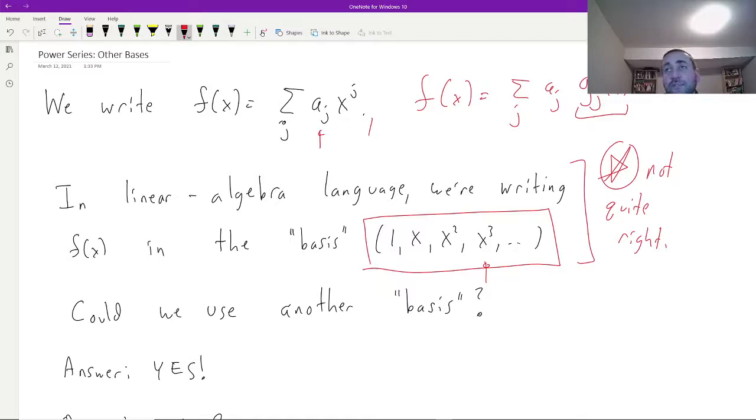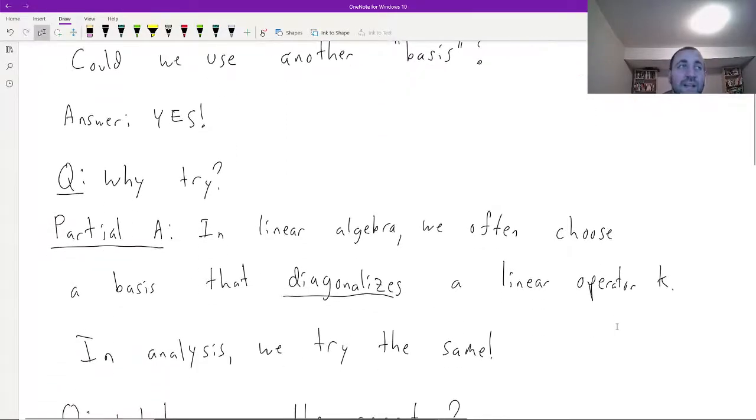In terms of the analysis we've been doing so far, there's nothing terribly special about these functions x to the j. All right, so we could do it, but why would we bother trying? What could we possibly get out of it? Well, I'm not going to give a comprehensive answer right now, but I'm going to give a heuristic which is going to justify what is probably the most common other basis.